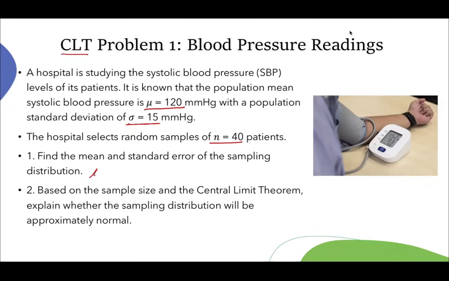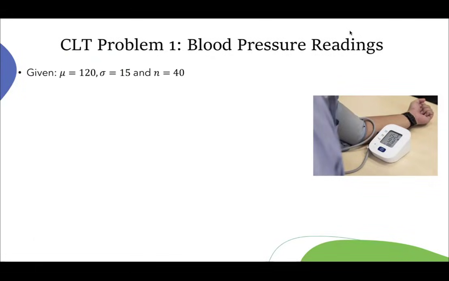So we're going to do what we had done before. Let's find mu sub x bar and sigma x bar, the standard error. Based on the sample size and the central limit theorem, explain whether the sampling distribution will be approximately normal. So the first part is like before. We just take what we have been given in the problem and calculate the standard error.